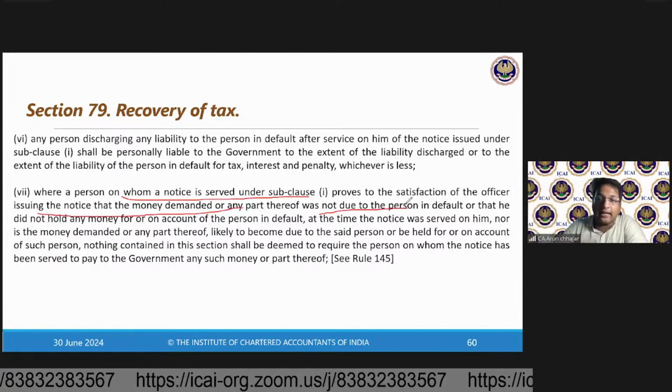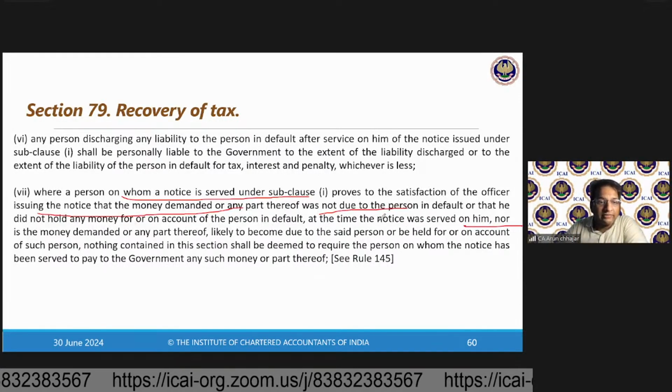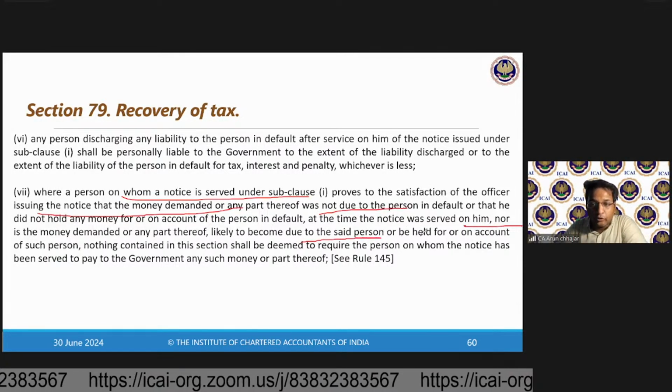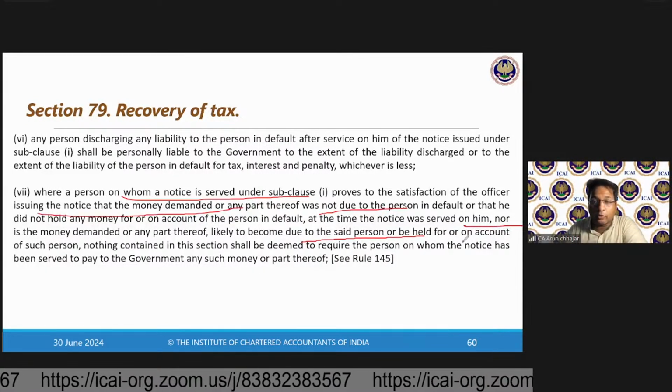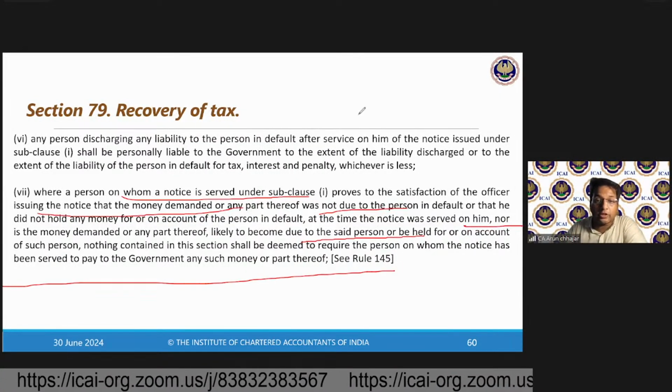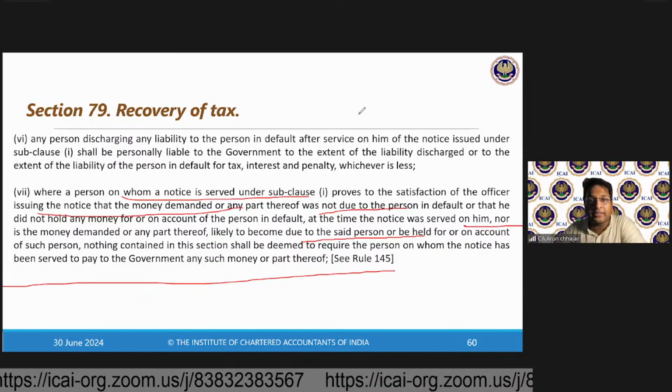At the time the notice was served, no money was due, or likely to become due, to that person, or any amount that shall be deemed to be required, from the person on whom the notice has been served, to pay to the government, or any money or any part thereof.